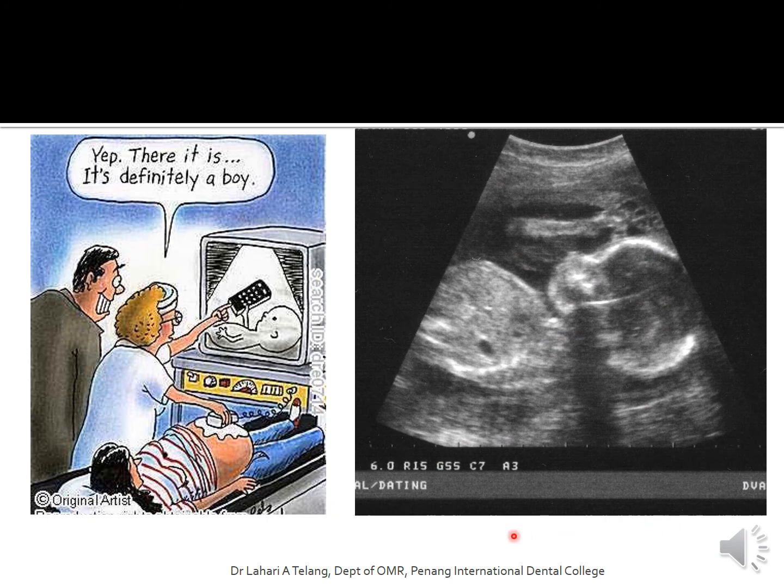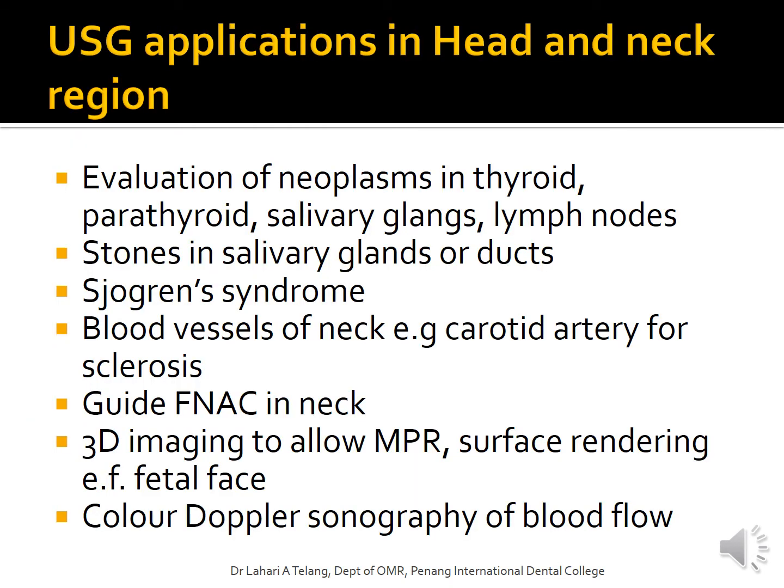This is just on a lighter note, to show you how the most popular use of ultrasound is for pregnant women to look at the fetus, the development of the fetus. The applications in the head and neck region are evaluation of neoplasm, especially in the thyroid, parathyroid, salivary glands, and lymph nodes. Stones in salivary glands or ducts can be visualized. Sjogren's syndrome, blood vessels of the neck, for example carotid artery sclerosis, and to guide fine needle aspiration cytologies in the neck region.